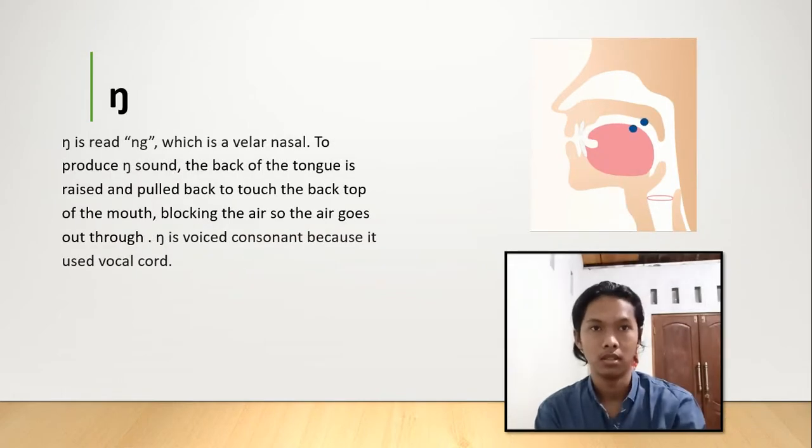The next sound is the ng sound, which is a velar nasal. To produce the ng sound, the back of the tongue is pulled and raised until it touches the back top of the mouth. So the air is blocked by the tongue and goes out through the nose. The ng sound is also a voiced consonant because it uses the vocal cords. You can see in the animation how the ng sound is articulated.